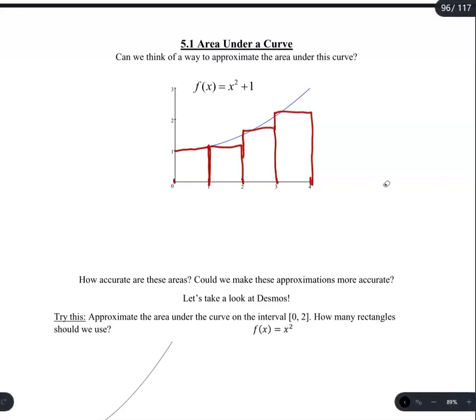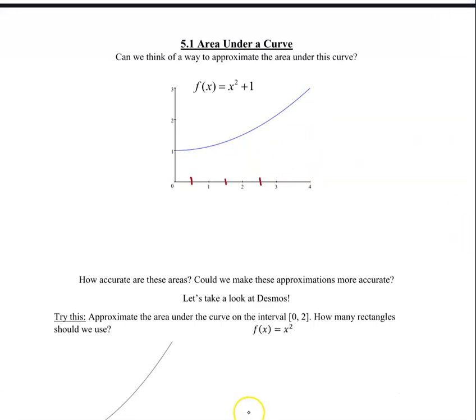Maybe instead of doing 4 rectangles, we subdivide it a little smaller and we do 8 rectangles. So if we do 8 rectangles, we could draw them the same way at the left endpoint where each left endpoint hits the curve and goes over. So we go up and over, up and over. And hopefully you see that this gives us a slightly better approximation because now there is less remaining area outside of those rectangles but underneath the curve in blue.